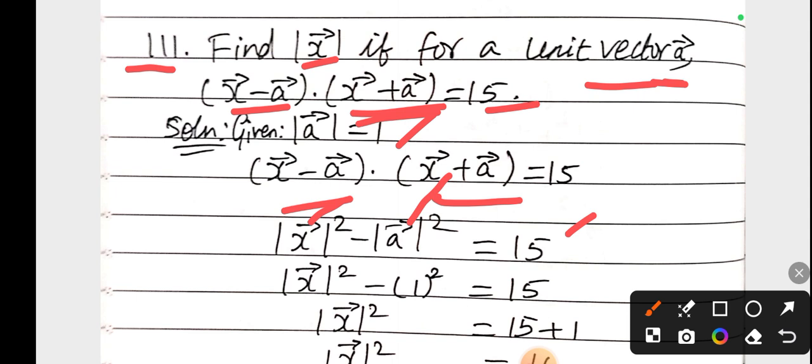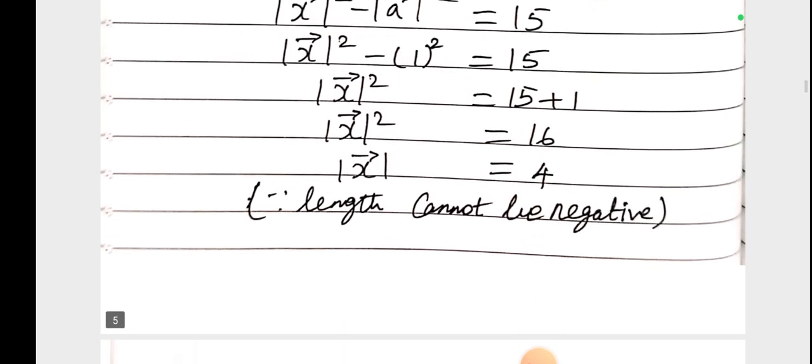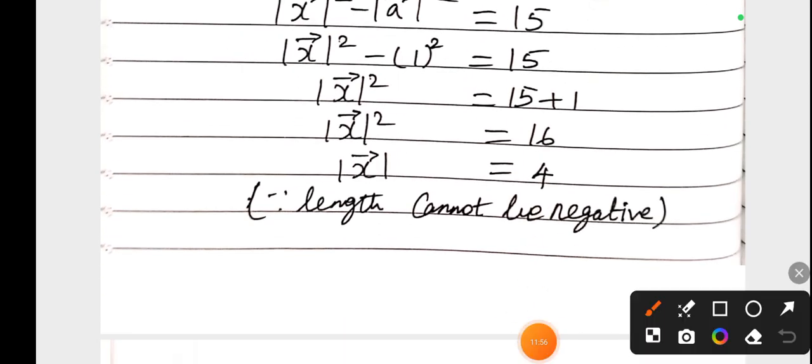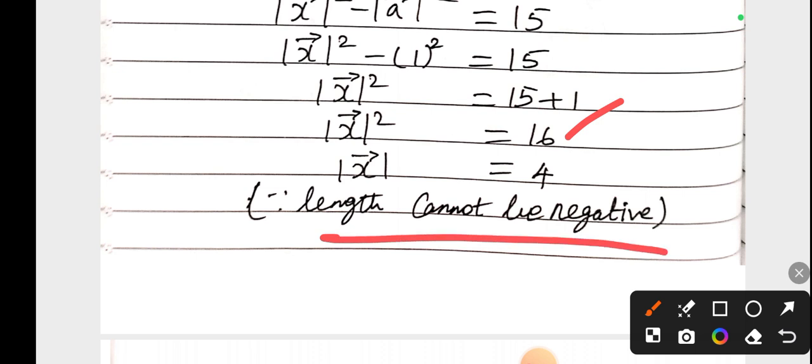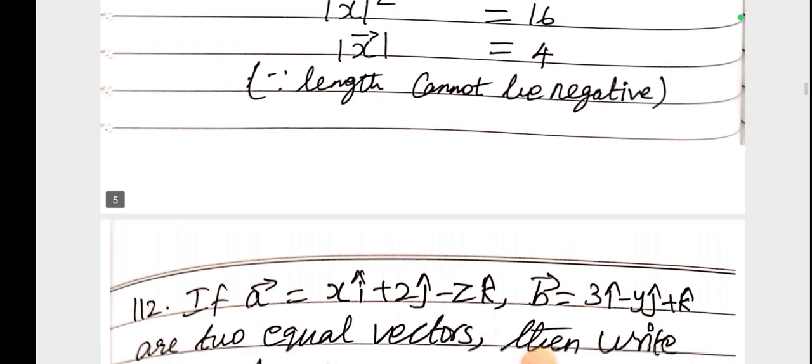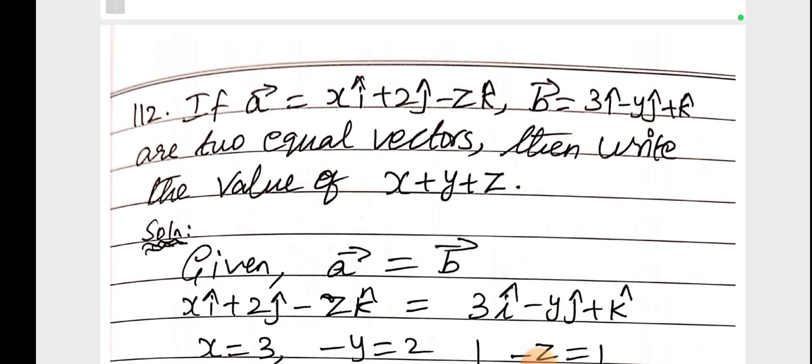Then we have to apply the value. What's our value? They have given a as a unit vector. Apply that value: 1 square. Minus 1 goes to the other side, plus 1. Then you will get 15 plus 1 is 16. Then magnitude of x square is 16. Magnitude of x vector is plus or minus 4? We can't say that, because length can never be negative. Length is always positive. So magnitude of x is 4.